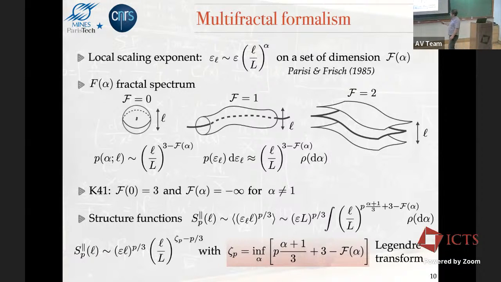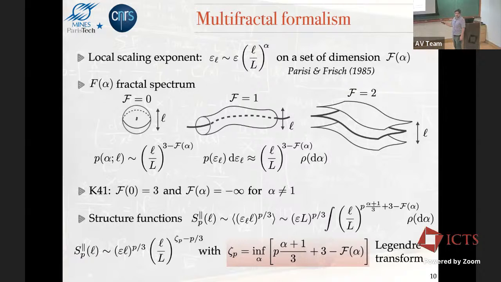Now the probability of seeing a given exponent alpha will be L to the power of the codimension, 3 minus f of alpha. We don't know f. We can recast this in terms of the distribution of the coarse-grained dissipation: the probability to observe a given value of the dissipation is proportional to a power of L which depends on alpha, alpha being related to the dissipation through this relation.